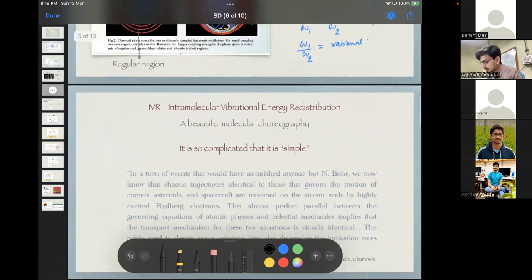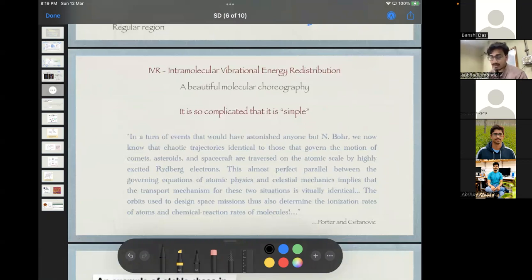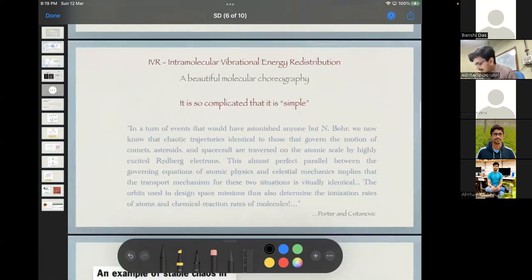Okay. Okay, so just wait for some time. It will be okay. Just wait a few seconds and read, because it is very important.